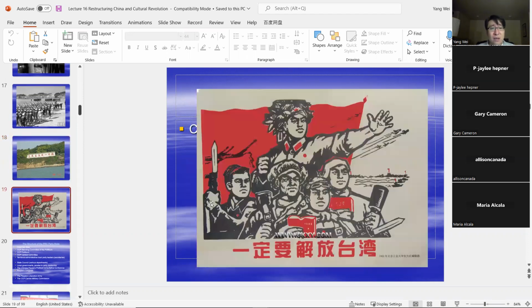But on the other hand, this is a propaganda poster on the mainland China side. The Communist Party that controlled mainland China also wanted to unify Taiwan. So from 1949 to the 1970s, both governments of China wanted to defeat each other. They wanted to unify China, but neither side was successful. So the situation is that in today's world, there are still two governments that claim to be China. One is the PRC, People's Republic in Beijing. The other is the Republic of China in Taiwan.